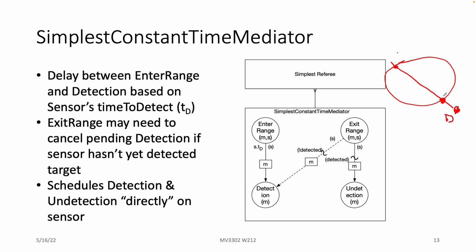So really what we need to do is, when the exit range happens before the detection, we need to cancel that detection. Otherwise we're having the sensor see a target for sure when it has no business doing it. So that's what this canceling edge from exit range is. If we have not detected the target yet, that means there's still a detection event on the event list, and so we need to cancel that. And then we'll schedule the undetection.